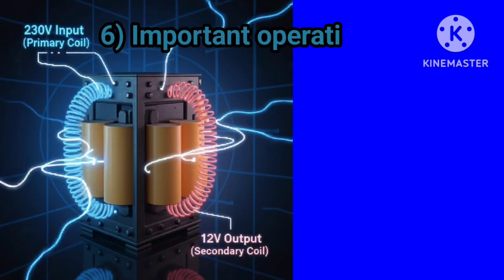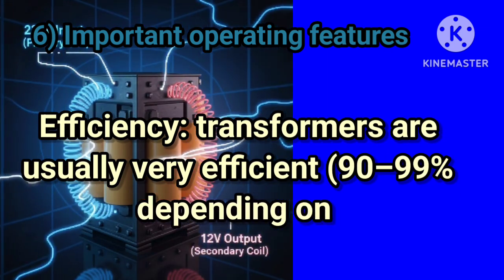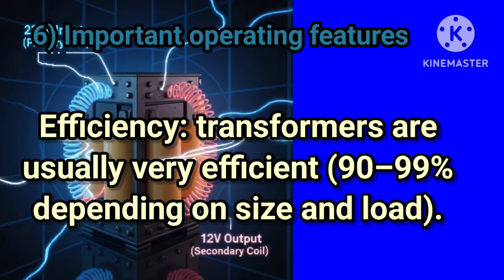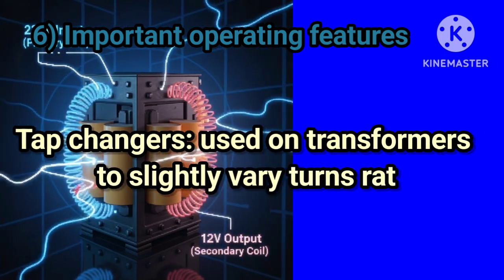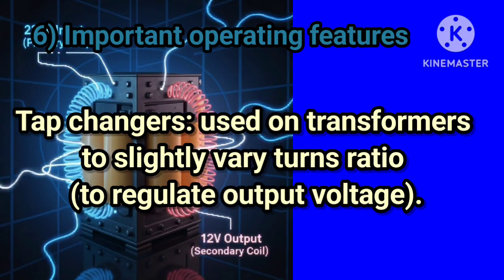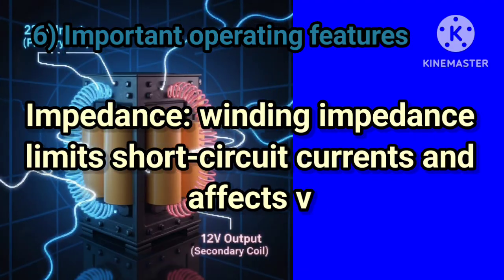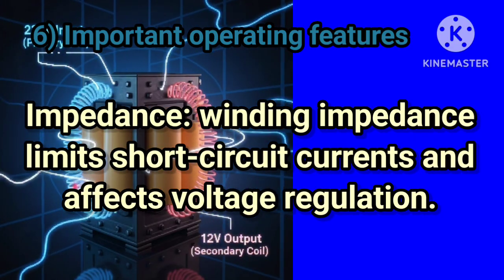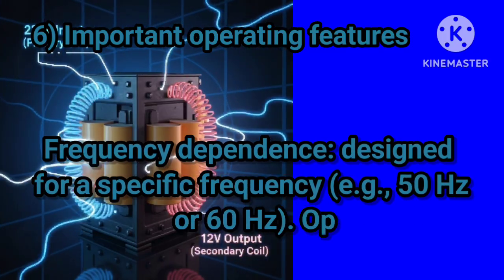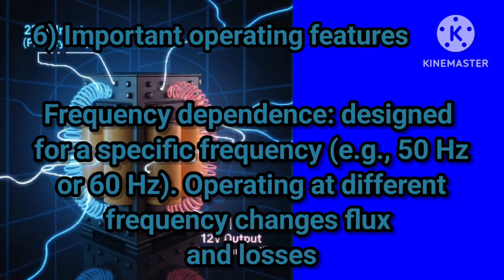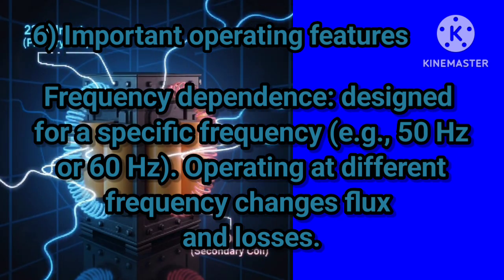6. Important operating features. Efficiency: transformers are usually very efficient, 90–99% depending on size and load. Tap changers: used on transformers to slightly vary the turns ratio to regulate output voltage. Impedance: winding impedance limits short-circuit currents and affects voltage regulation. Frequency dependence: designed for a specific frequency, for example 50 Hz or 60 Hz. Operating at a different frequency changes flux and losses.